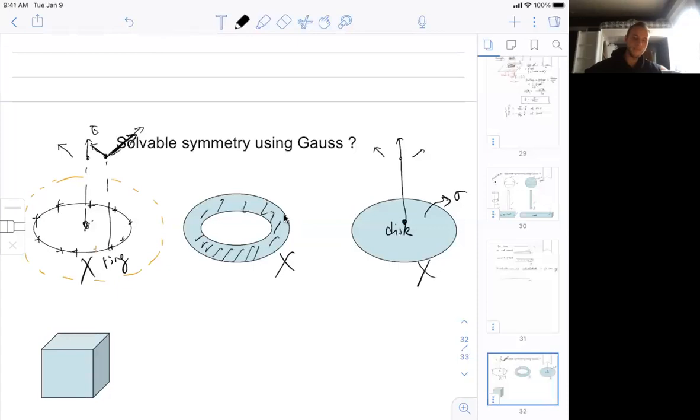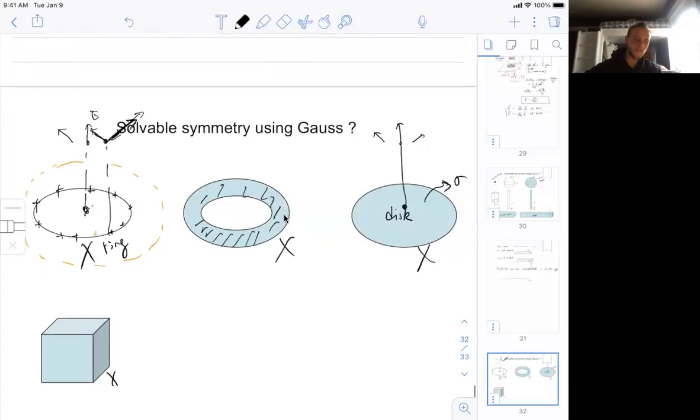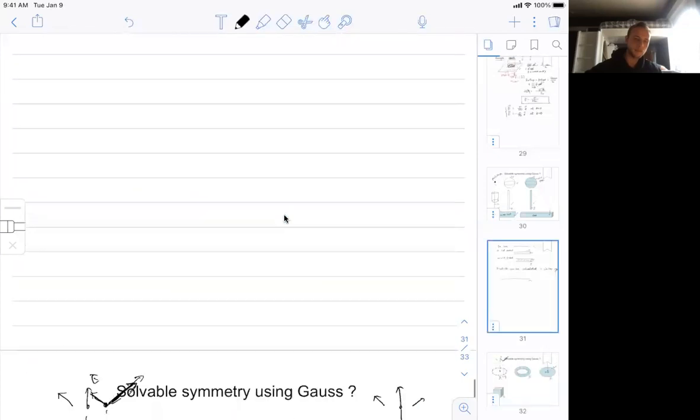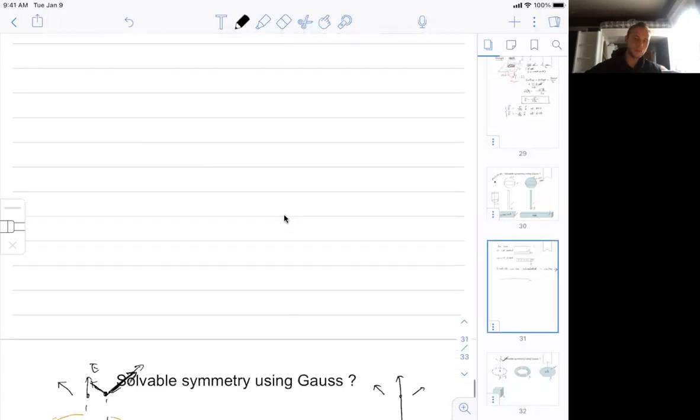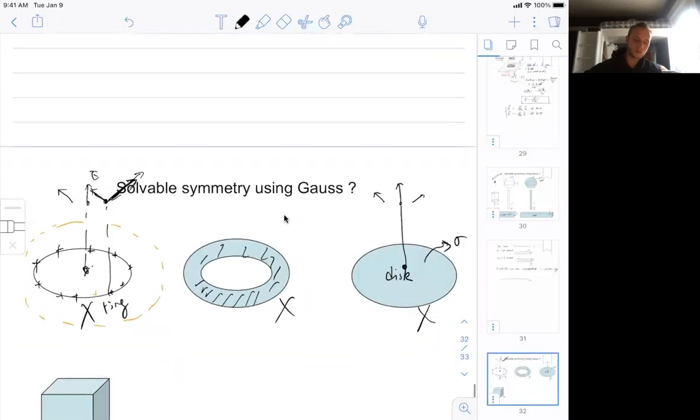A cube actually is a no. Even though the charge itself looks symmetric, that doesn't mean you can use Gauss's law. The only problems that can be solved using Gauss's law are already listed here. I may have forgotten something, but that's all I can think of. These situations are tempting, but you cannot use Gauss's law.